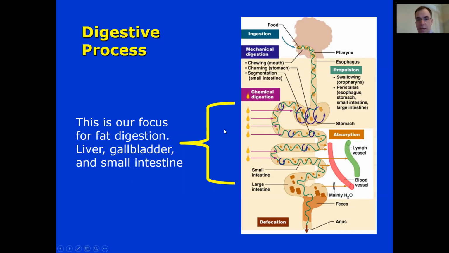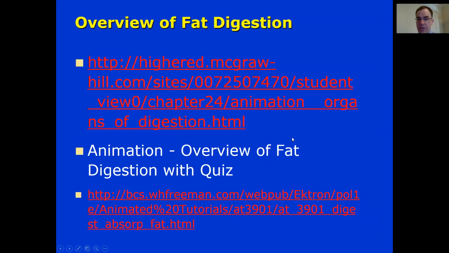Our focus is going to be mainly on fat digestion here in the small intestine, liver, and gallbladder, and we're going to talk more about that. The idea is that we're going to take what you've eaten, a fatty, high-fat food, and see how that ends up becoming LDL and VLDL, as well as cholesterol. That's where our focus is going to be, largely here in the small intestine. Before we do that, there's a couple of videos we're going to do just as an overview. So we're going to do that now.